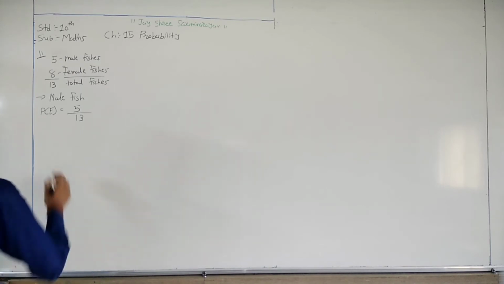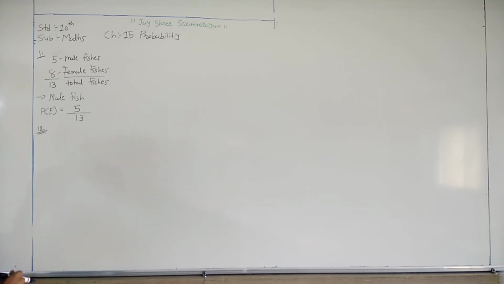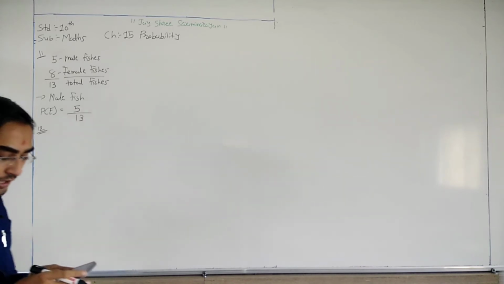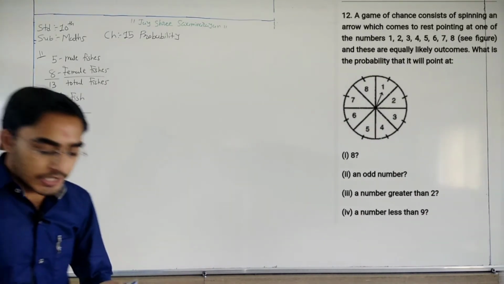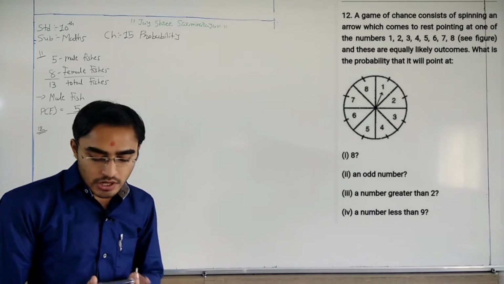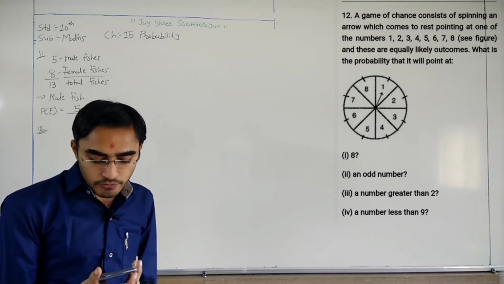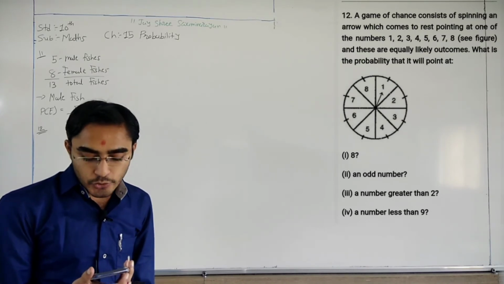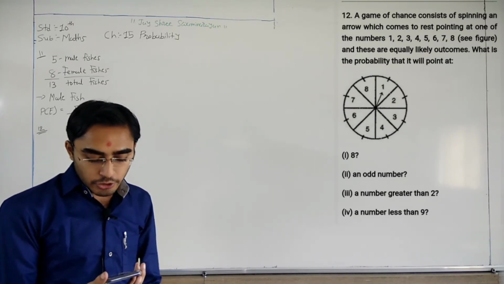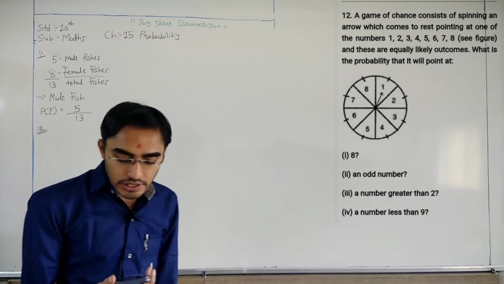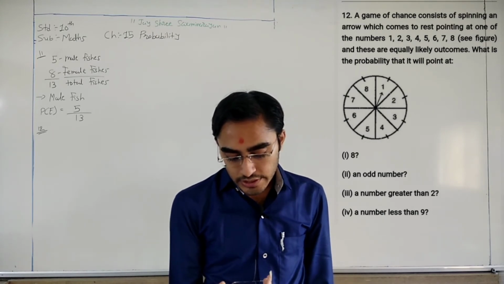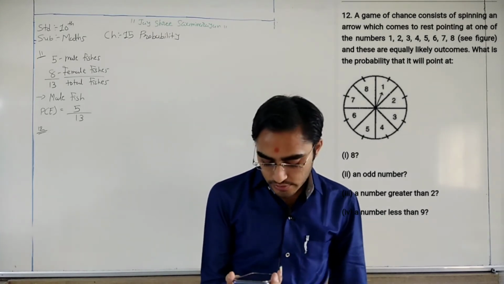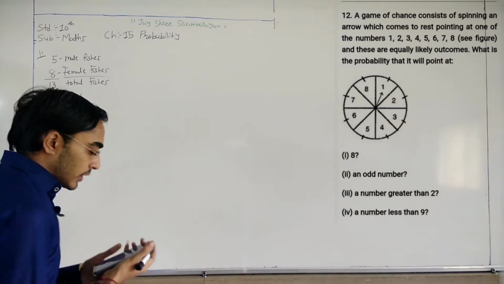Okay. After that, question number 12. First of all, read question number 12. A game of chance consists of spinning an arrow which comes to rest pointing at one of the numbers 1, 2, 3, 4, 5, 6, 7, 8, and these are equally likely outcomes. What is the probability that it will point at the following? After that, we have 4 internal questions.